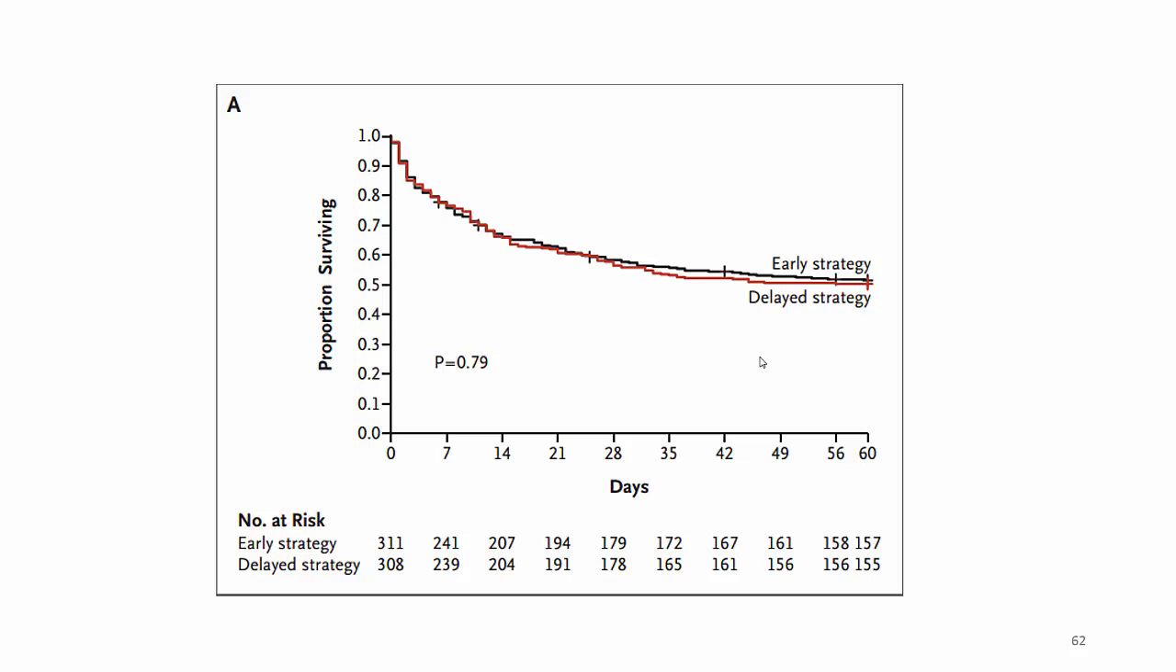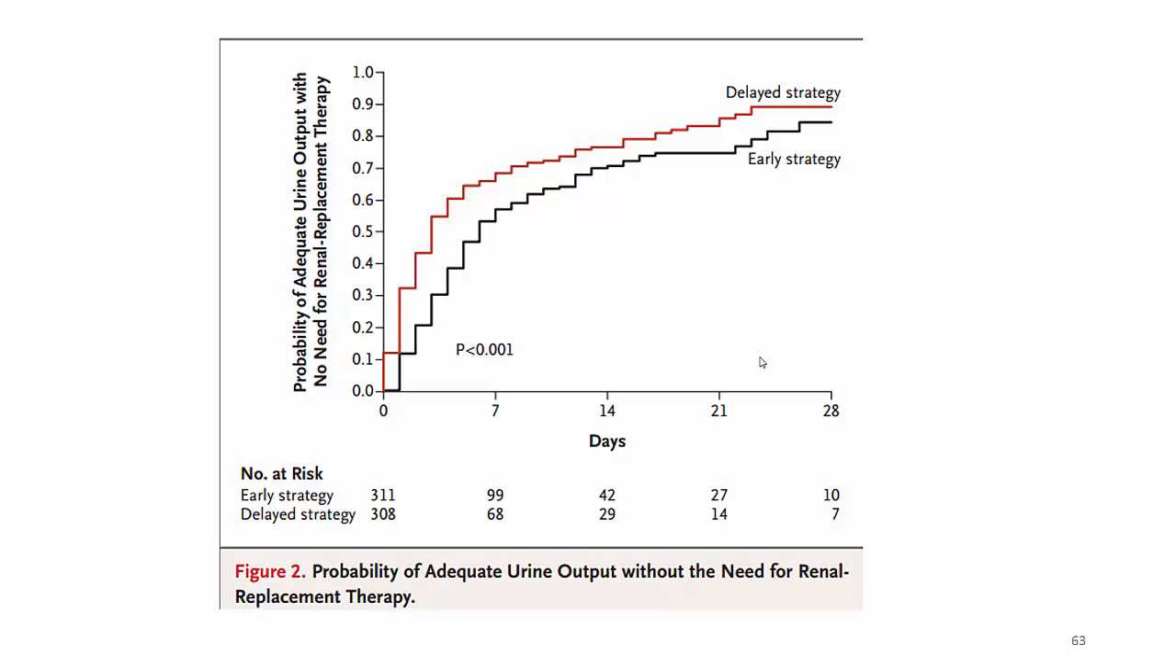And this is what they came up with. It did not really affect the survival at 60 days. In both groups, whether you waited until an urgent indication for dialysis happened, or you just started after they hit stage 3 AKI, it didn't really affect the outcome of mortality at 60 days. Interestingly, the early strategy was actually associated with a lower probability of adequate urine output without the need for renal replacement therapy. In other terms, chances of recovery of meaningful kidney function.